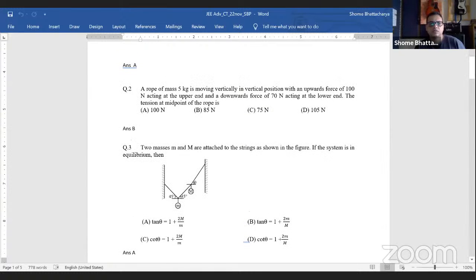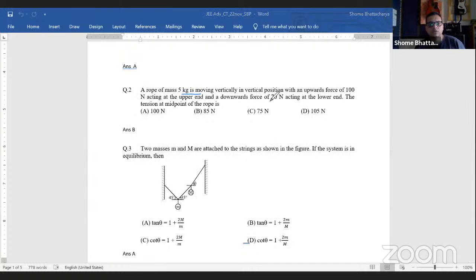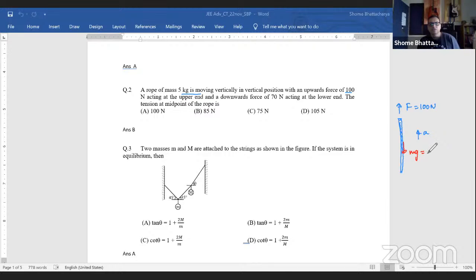Yeah, so the second question is again about free body diagram. It's saying a 5 kg rope moving vertically, in the vertical position, with an upward force of 100 newtons acting on it at the upper end. So let's say this is your rope. You have applied some force F of 100 newtons on it. So it's moving up with some acceleration. You can see the weight is how much? 5 kgs, so 50 newtons. So you can find out the acceleration, going up with 10 meters per second square, because m is equal to 5.